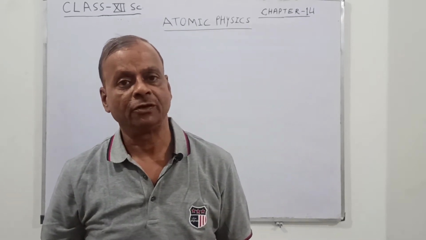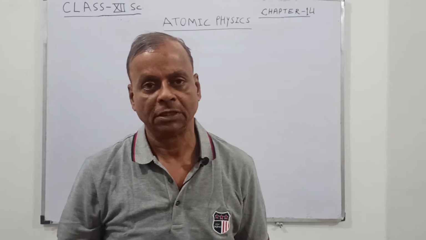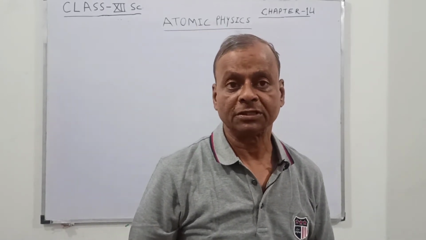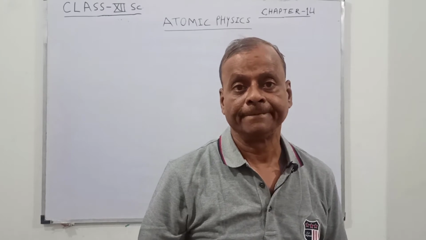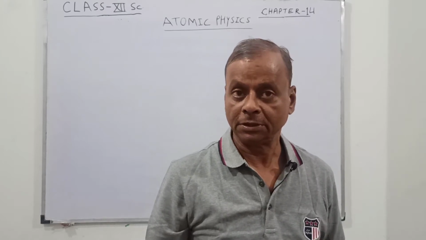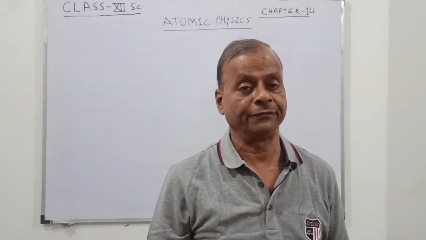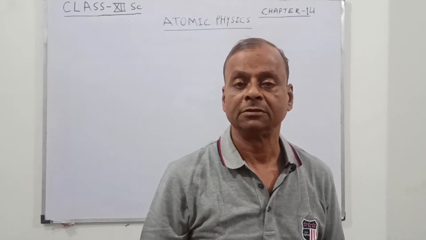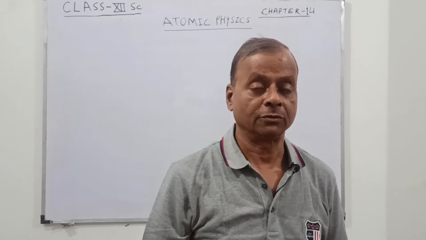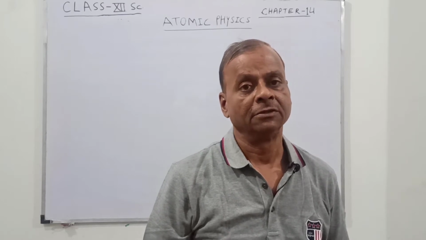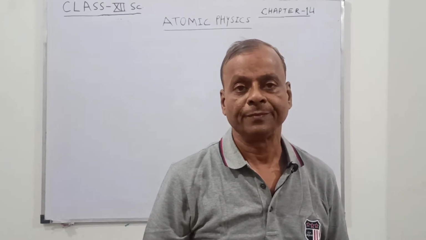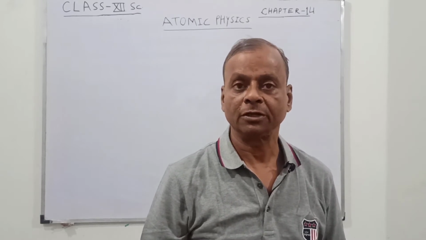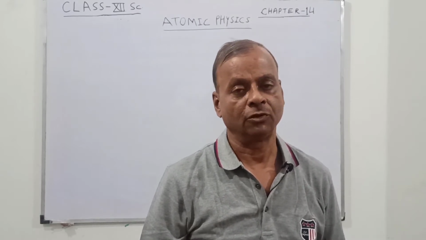After the discovery of the electron and proton, it was thought that there must be some distribution of electrons and the positive charge inside the atom. So, keeping this in mind, the first model was given by J.J. Thompson, called the Thompson atomic model or plum pudding model.